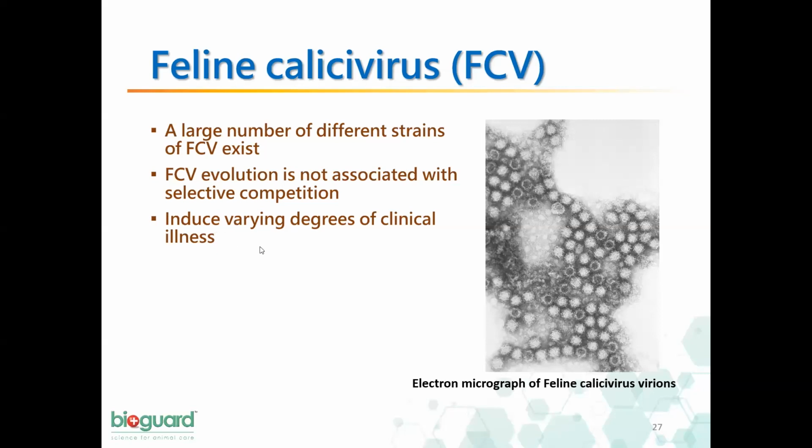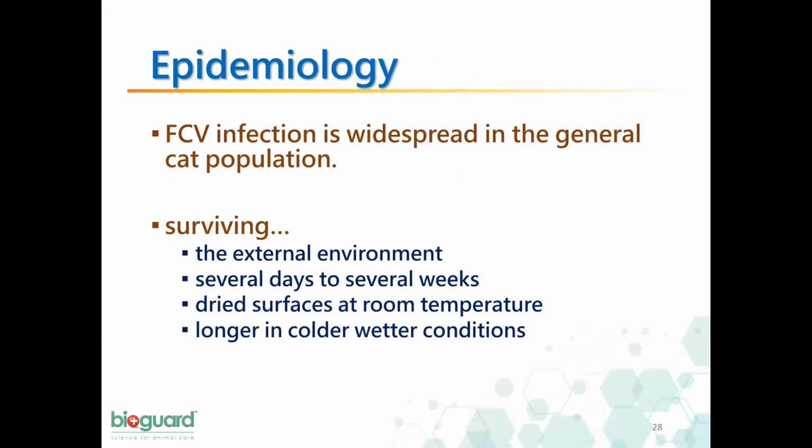Different kinds of strains will induce different clinical signs or illnesses in cats. So whether the stage is chronic or acute, and how severe it is, will depend on how many and what kinds of strains of feline calicivirus have infected the cat.